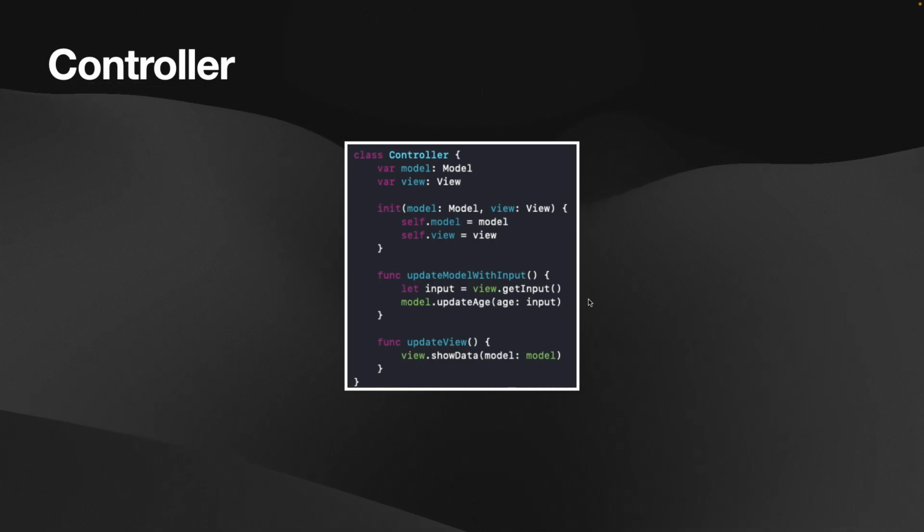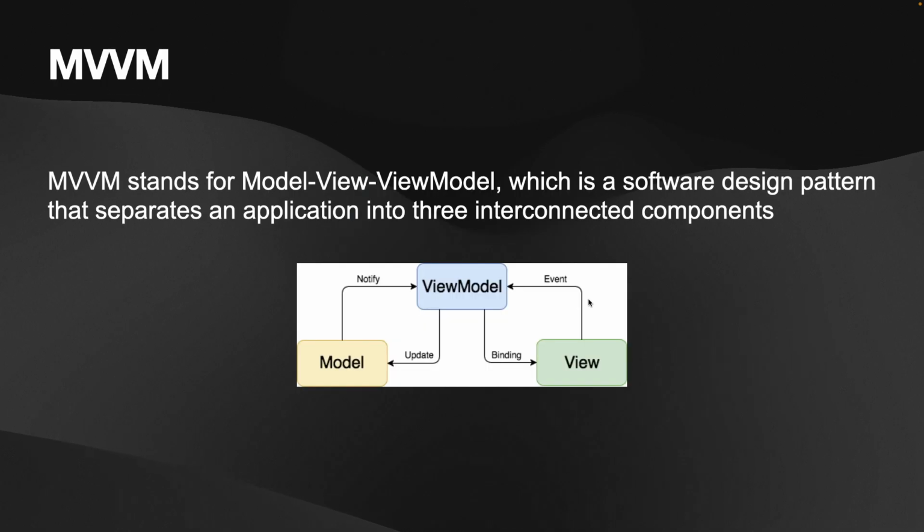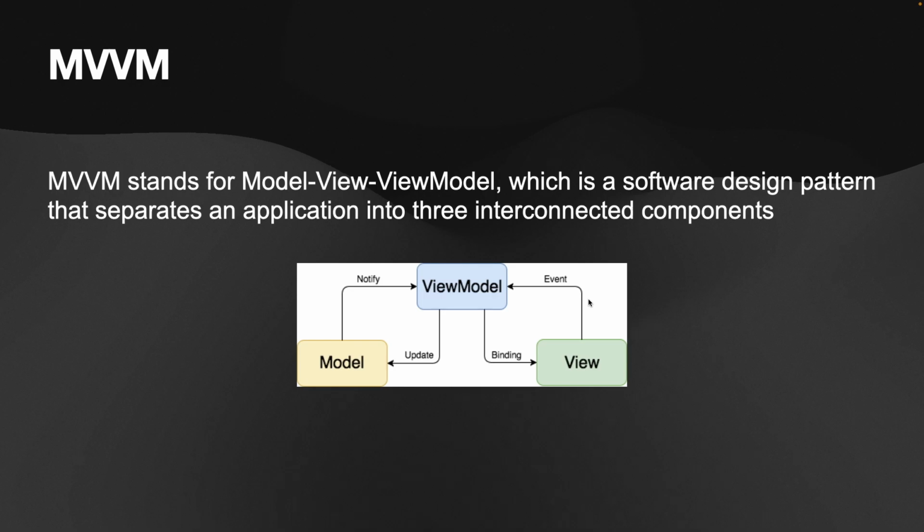So let's continue to MVVM. MVVM stands for Model-View-ViewModel, which is a software design pattern that separates an application into three interconnected components. It's almost the same as MVC, but slightly different.